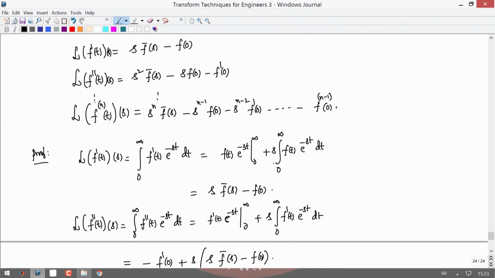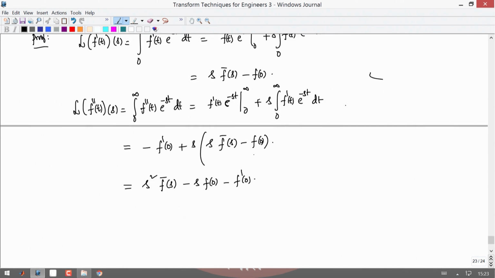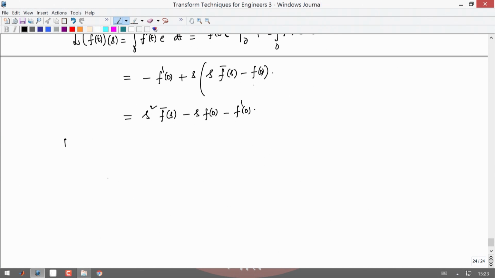How to show this one? What you have to show: assume that this is true for n equal to k, you do one more integration. So, one integration by parts will give you that at k plus 1 this is true. So, by induction one can show the general result.